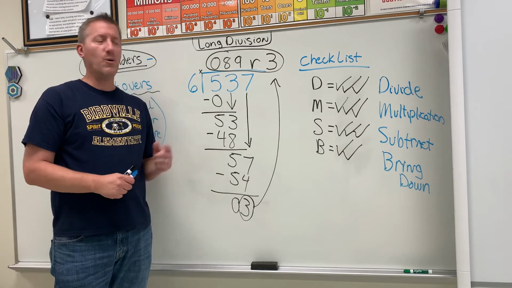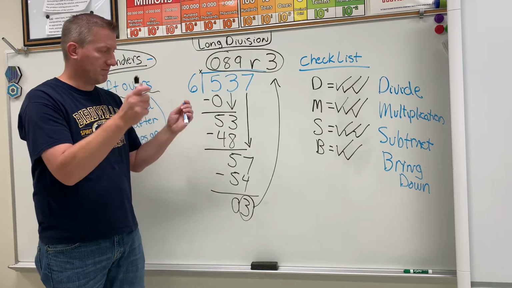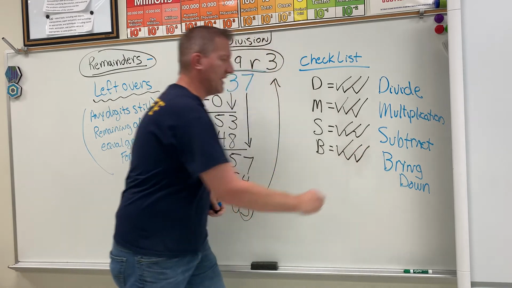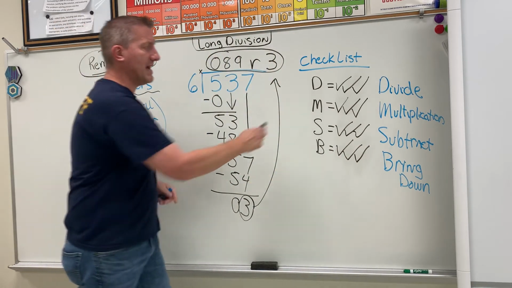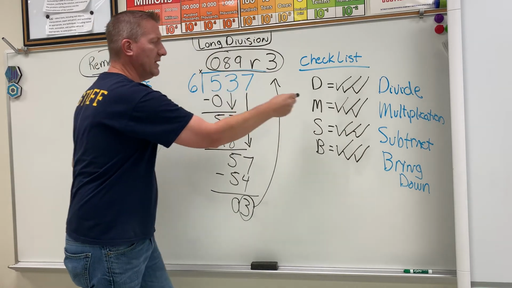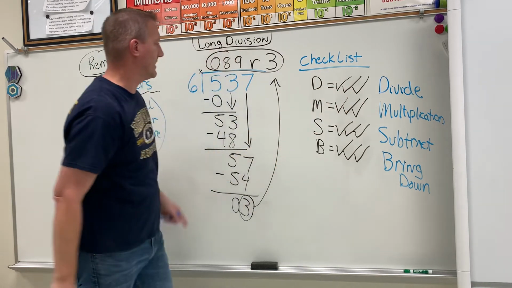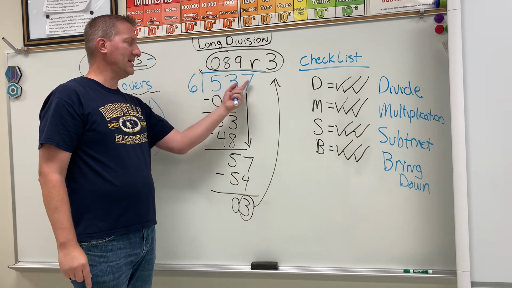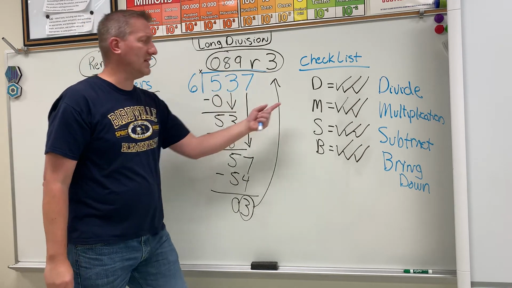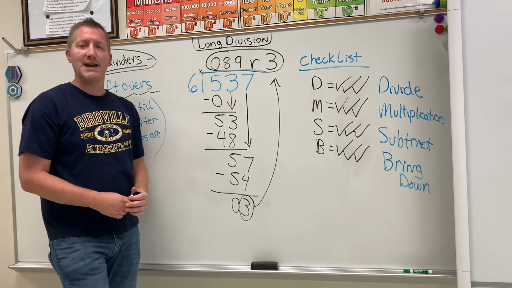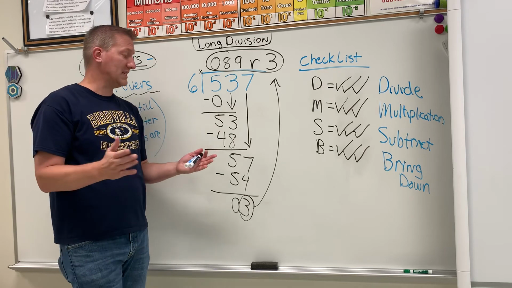All right, I hope this helps you. Oh, hold on. I forgot to check off. I didn't bring anything down. So now I have all my check marks marked off. And look, 1, 2, 3, 1, 2, 3. Okay, again, the number in the dividend, if there's 3 digits in the dividend, you have 3 check marks over there. Okay, all right, so now I'm finished.